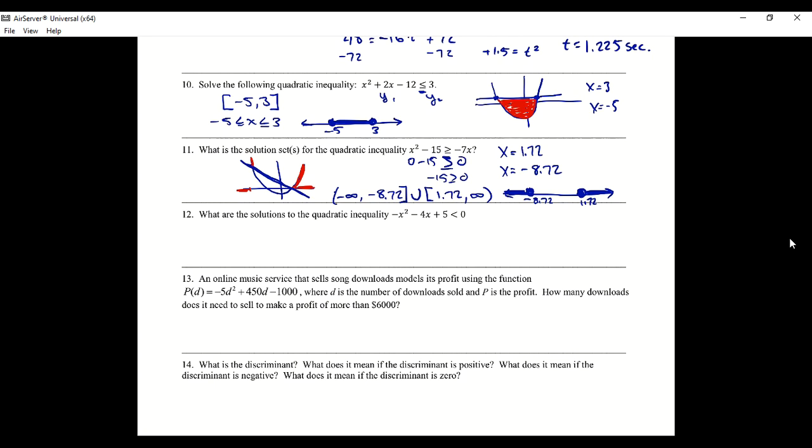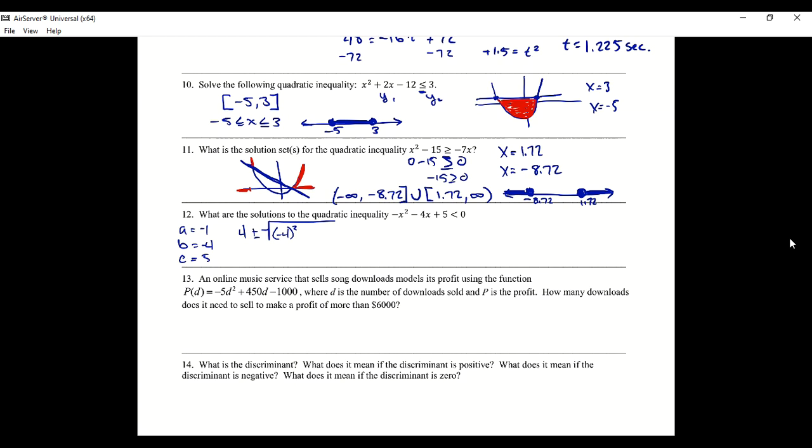Let's use the quadratic formula for this one. We have negative x squared minus 4x plus 5 is less than 0. So our A is negative 1, B is negative 4, our C is 5. So we have 4 plus or minus the square root of negative 4 squared. So be very, very careful. If you put this in the calculator, the parentheses go around the negative 4, the square is outside the parentheses.